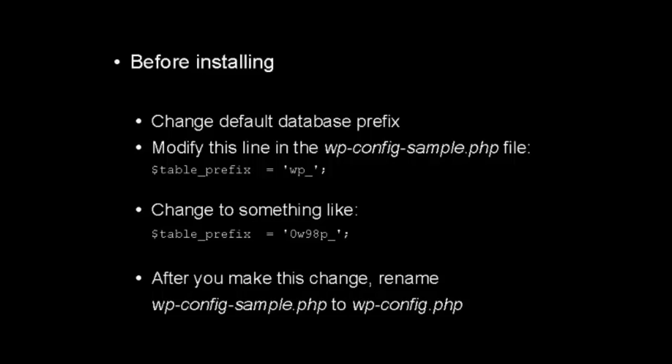Once you make this change, you then want to rename the wp-config-sample.php file to wp-config.php, and then you can proceed with the installation. If you've already installed your WordPress blog, here are some steps that you can take to improve the security of your existing installation. If you've manually installed WordPress, then the default administrator username will be admin, and you should change this into something that's harder to guess.